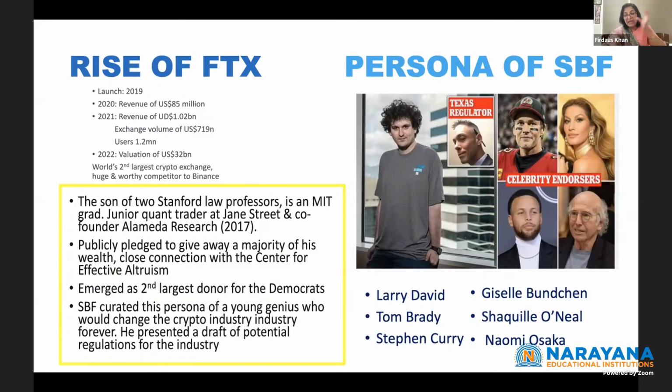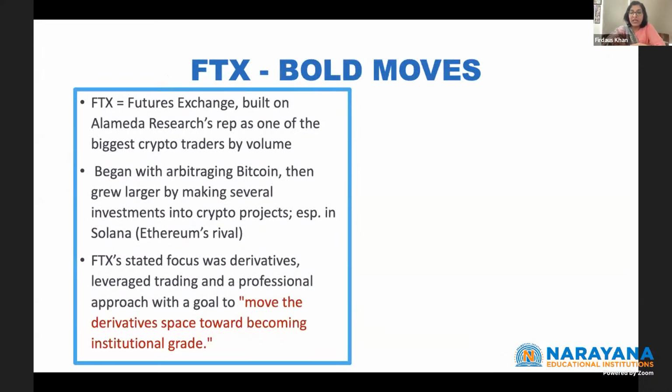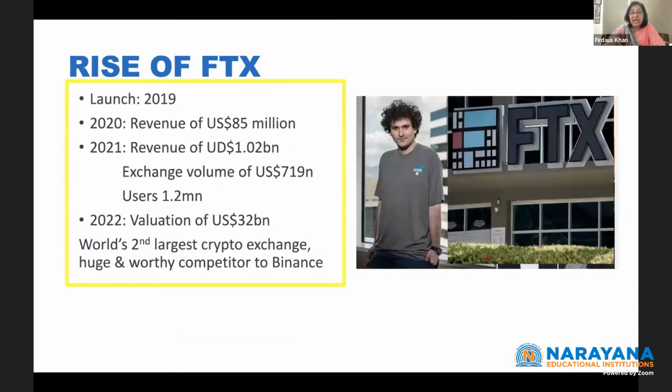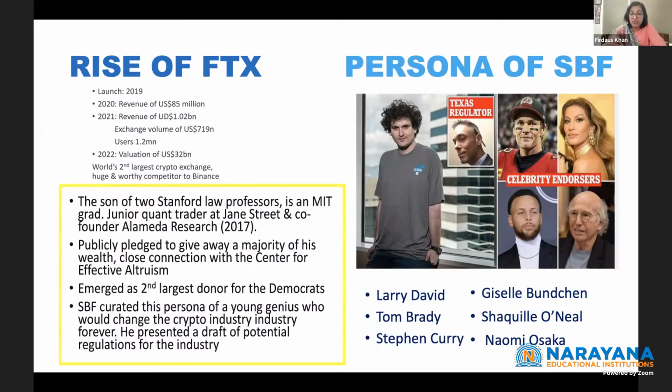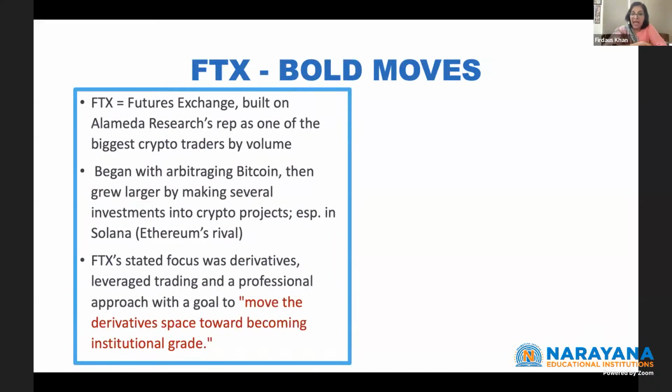So this personality and this exchange were joined together. And initially FTX made some very big decisions. Before FTX, as you saw in the earlier slides, he had started Alameda. He started Alameda Research in 2017, and then in 2019, he started FTX. So when FTX started, it began with the reputation of Alameda as one of the biggest crypto traders.